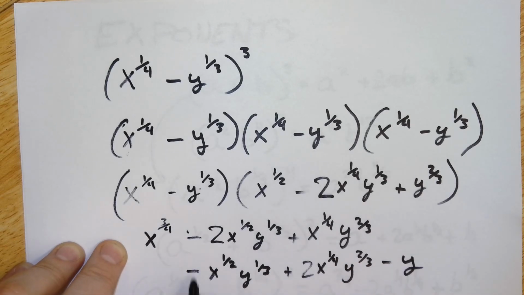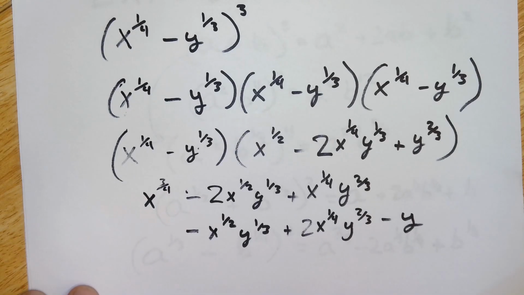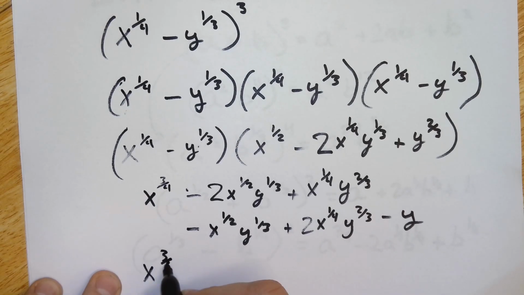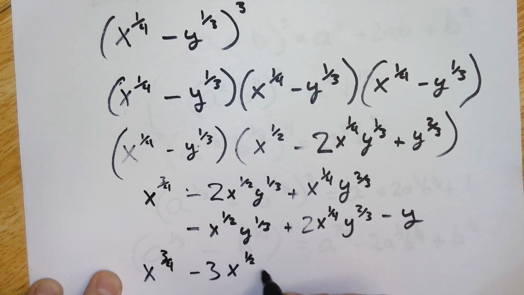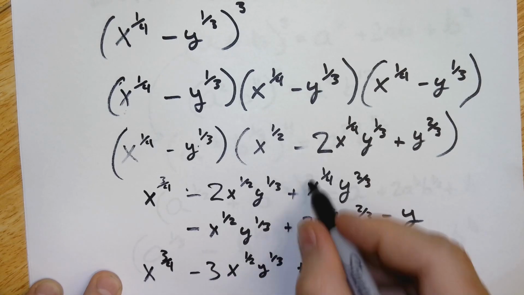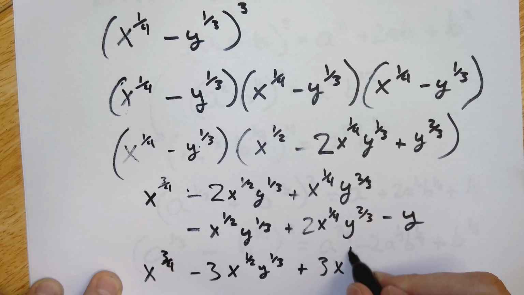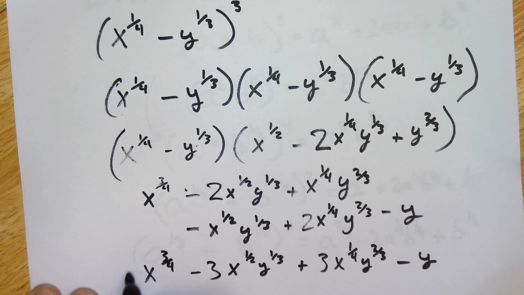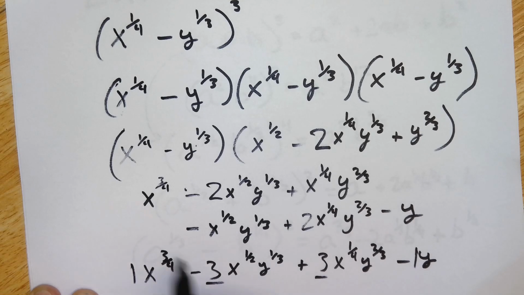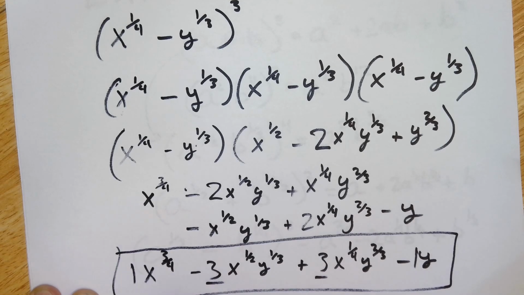So if I go ahead and just combine these columns of these terms, that gives me 1x to the 3/4 minus a total of 3x to the 1/2 and y to the 1/3 plus 3x to the 1/4 y to the 2/3, and then minus 1y. And you can see the 1, 3, 3, 1 here, which you would have gotten from Pascal's triangle. So those are some of these problems that are less common, and I haven't really seen too much information out there on how to solve them, so hopefully this was helpful to you.